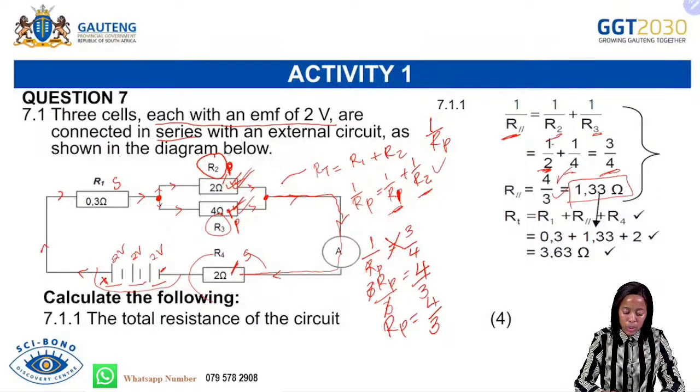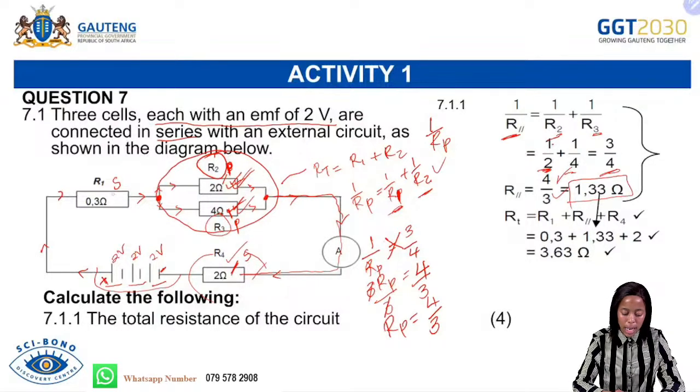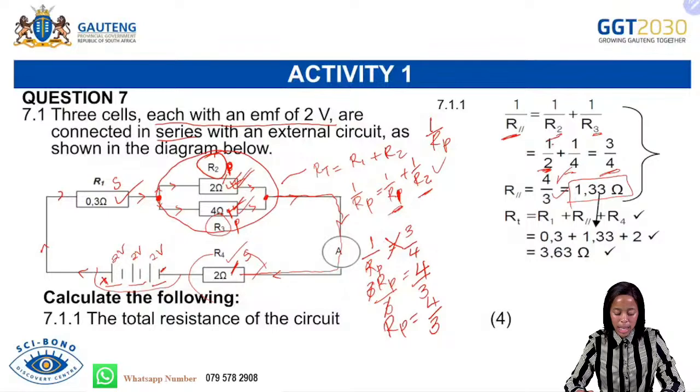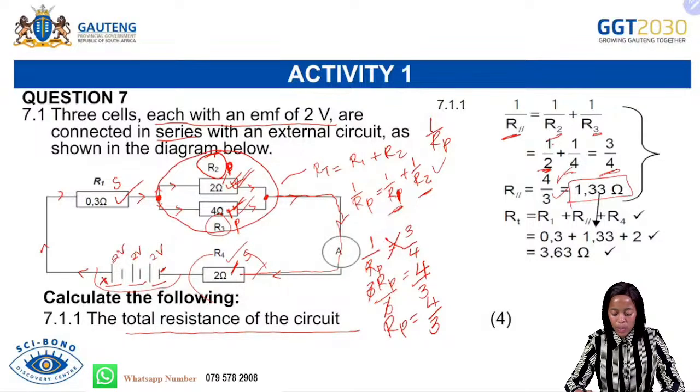Okay, so now that you have calculated the total resistance in parallel, you will then have to calculate the resistance for the other resistors that are connected in series, because the question said the total resistance of the circuit, not only the resistance of the parallel circuit.